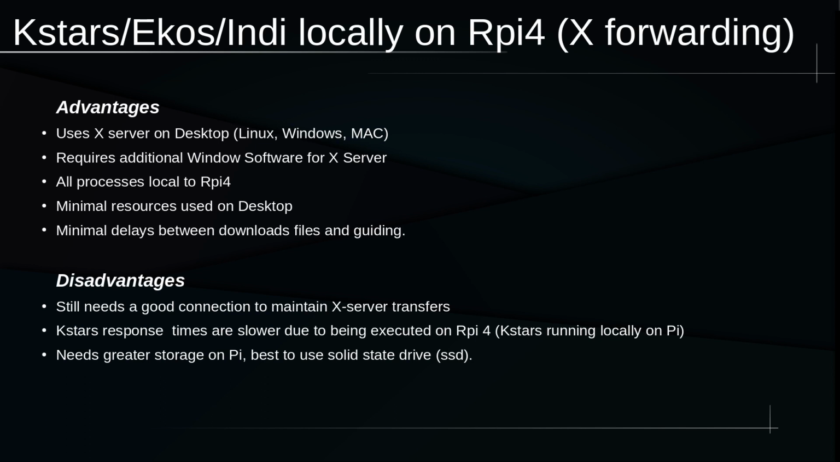The disadvantages are you still need a good connection to maintain X server transfers. Kstars response times are slower due to being executed on the Raspberry Pi. And then finally, you need greater storage available on the Raspberry Pi. I highly recommend that you use a solid-state drive and replace the SD card on your Raspberry Pi when running either X forwarding or VNC connections.